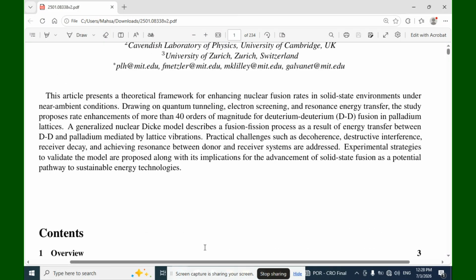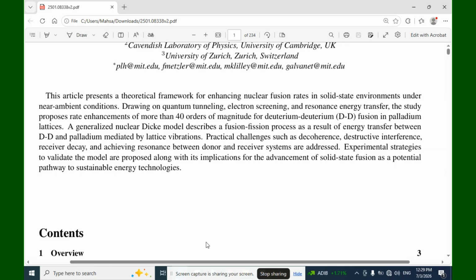This article presents a theoretical framework for enhancing nuclear fusion rates in solid-state environments under near-ambient conditions, drawing on quantum tunneling, electron screening, and resonance energy transfer. The study proposes rate enhancements of more than 40 orders of magnitude for deuterium DD fusion in palladium lattices.